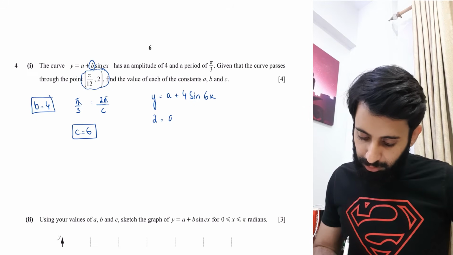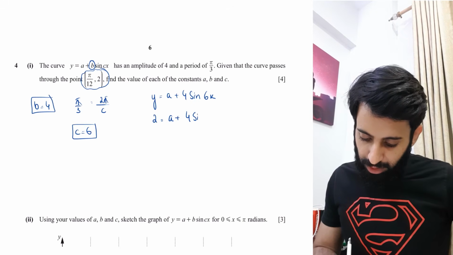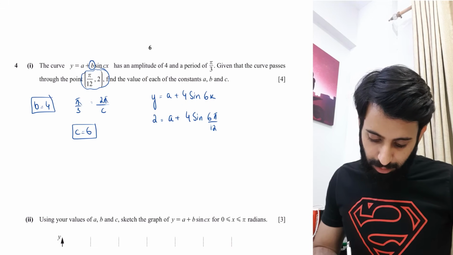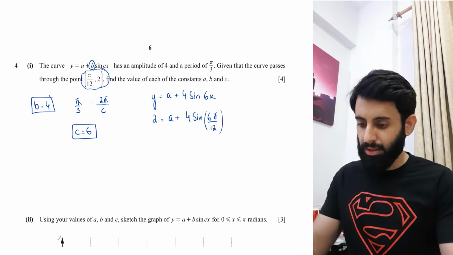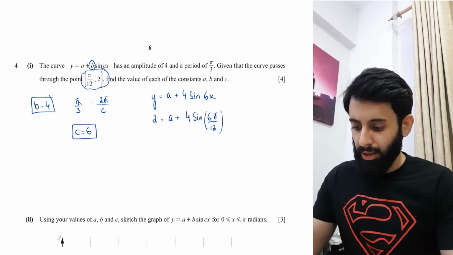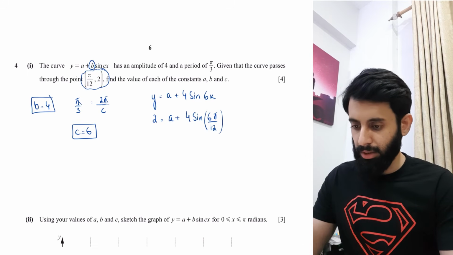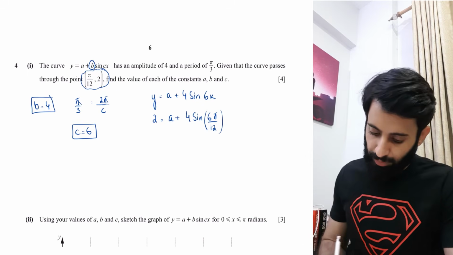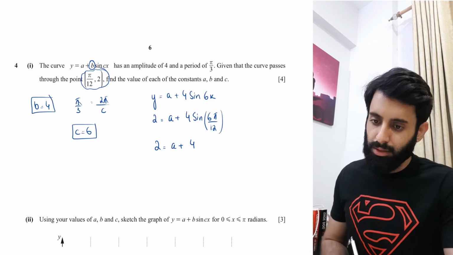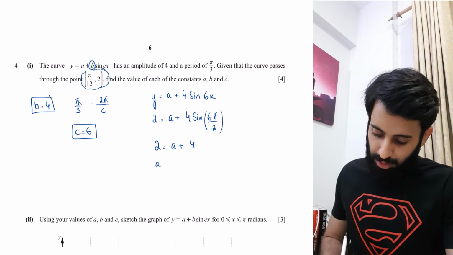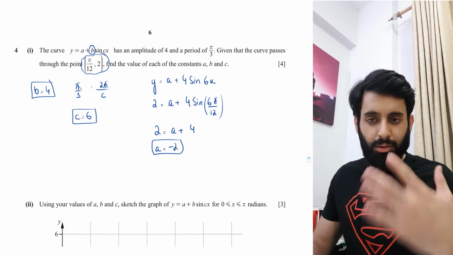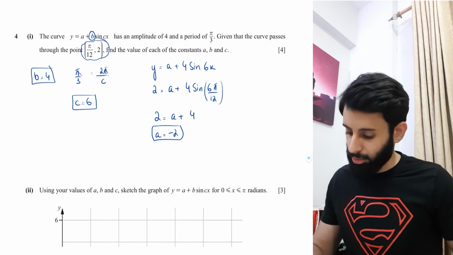So y is equal to 2, a as it is, 4 sine 6 times pi upon 12. So 6 pi upon 12. Okay. So I'm going to use my calculator for this. So the first thing I'm going to do is I want to work out what 4 sine of 6 pi divided by 12 is. So let's work that out. So we're looking at 4, and then 2 is equal to a plus 4. That means a is equal to minus 2. And there you go. You have the value of a also. Make sure that you show all this working so that you can get the 4 marks that you're supposed to.